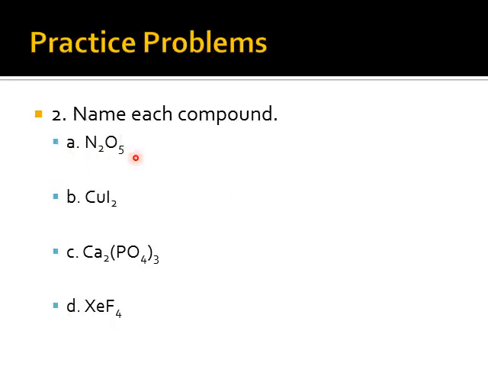These are both nonmetals, so it's binary nonmetal naming. And so I use my prefixes. And so that would be dinitrogen pentoxide, because I have 2 nitrogens, di for 2. Penta is the prefix for 5, and there are 5 oxygen atoms there.